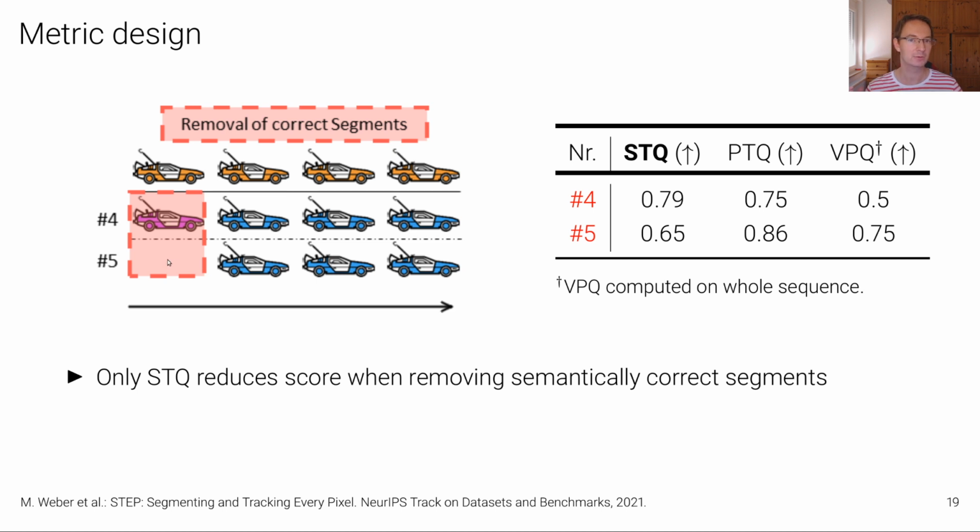But our assumption is that, of course, for a self-driving vehicle, for example, it's better to detect an object at all, even though the instance ID has changed, rather than having it not detected, but having just detected one object for 3 frames over time. So we prefer solution 4 over solution 5 from a safety point of view.